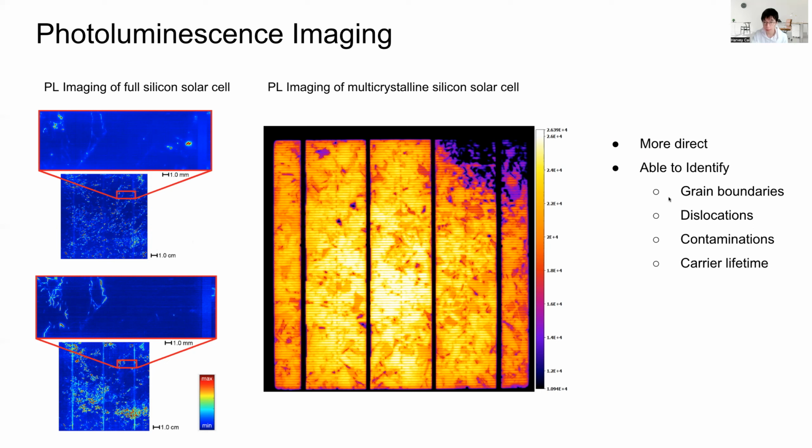It is a more direct way compared to photoluminescence spectroscopy because we don't need to analyze the curves and the relations quantitatively. And we can use this method to identify lots of different kinds of defects, which include grain boundaries, dislocations, contaminations, and carrier lifetime.